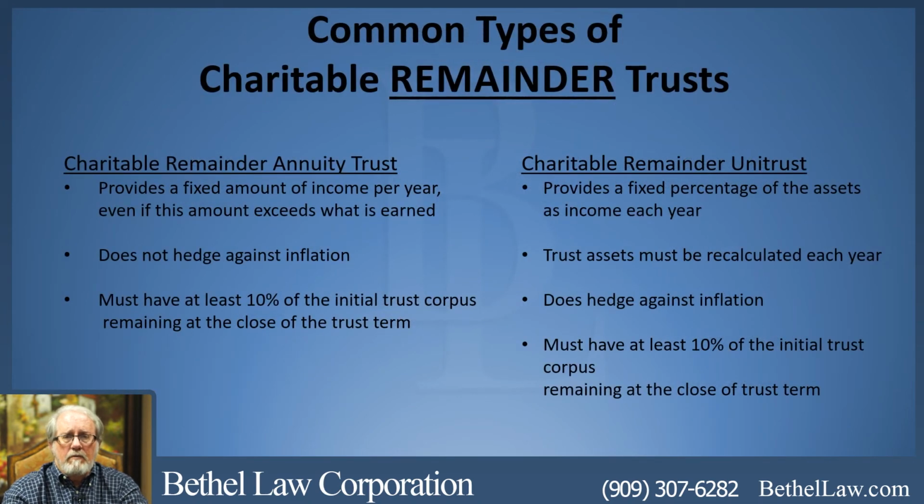Now, common types of charitable remainder trusts. There's really two types that we work with a lot. One is a charitable remainder annuity trust, where this provides a fixed amount of income per year back to the family, even if the amount actually exceeds what has been earned by the charitable trust on the investment. So again, this will not hedge against inflation, because you do have that fixed term, but it could chew up the principal somewhat as years go by if the earnings on the principal don't match the actual fixed amount of income that you want per year.